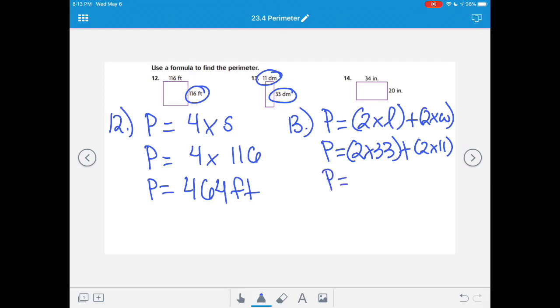Order of operations tells me to solve what's inside parentheses first. So first I'll do 2 times 33, which equals 66. And then I need to do 2 times 11, which is 22. Then I can add those together and I get a total of 88 decimeters.